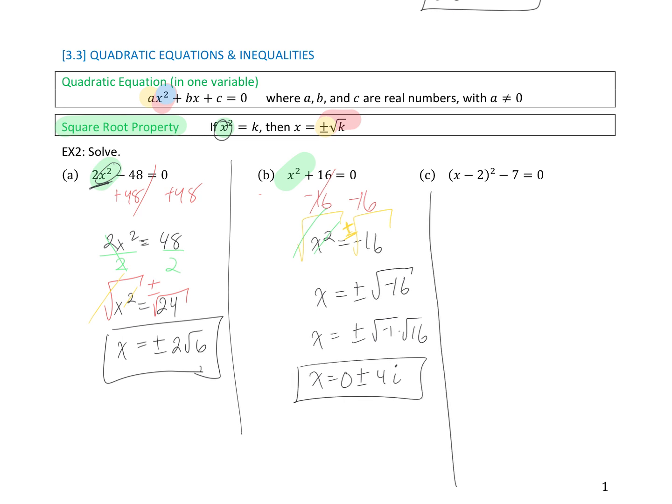All right, let's take a look at the next one. Now this one looks a little different. It's not just my x value squared. There's an x minus 2. But in general, it is being squared. So because of that, we're going to go ahead and use the square root property. We'll add 7 to both sides.